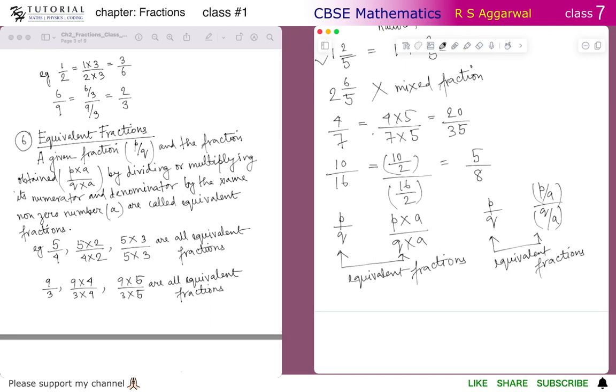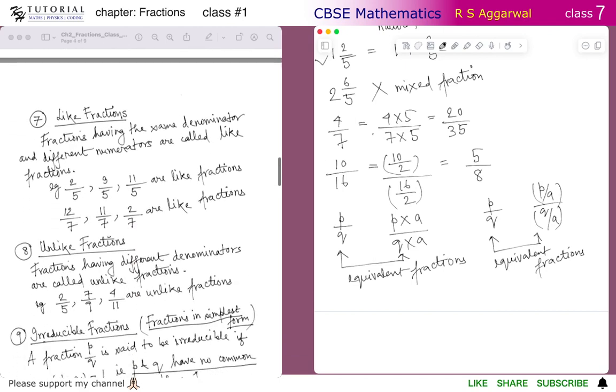Also the second example, you can see 9 by 3 is equivalent to 36 by 12, and 9 by 3 is also equivalent to 45 by 15. In the first case we are multiplying the numerator and the denominator with the non-zero number 4, and in the second case we are multiplying both the numerator and the denominator with the non-zero number 5. So these are equivalent fractions. Okay. Now, like fractions.